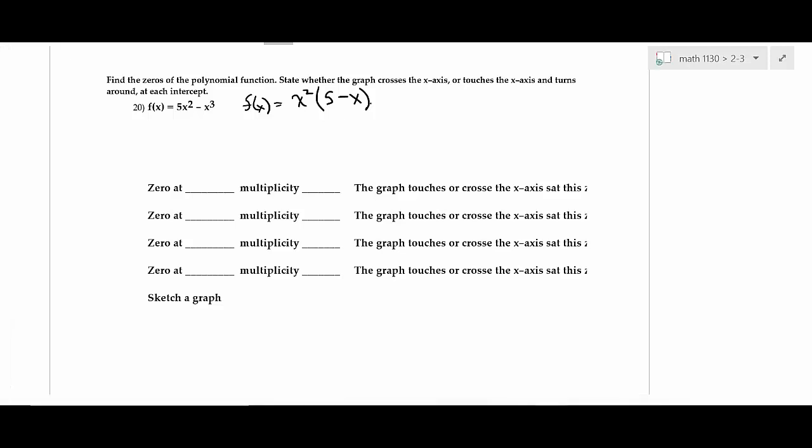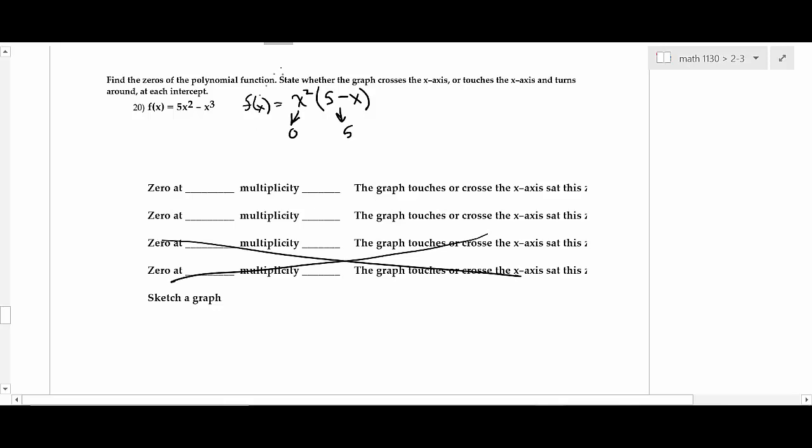So what are the zeros? There's only 2 of them. I don't know why I gave you 4 blanks. There's 2 zeros. What are they? Yeah, there's 0. See, that one's giving you a 0. Then that one's giving you a 5. Okay, so I don't know why I did that, but it doesn't make any difference. Okay, the multiplicity on 0 is what? 2. Right? Okay, does it touch or cross if the multiplicity is even? Touches. Okay, then the next one, 5, what's its multiplicity? 1. Odd, therefore it crosses. Okay, like that. Okay, so that's the idea.